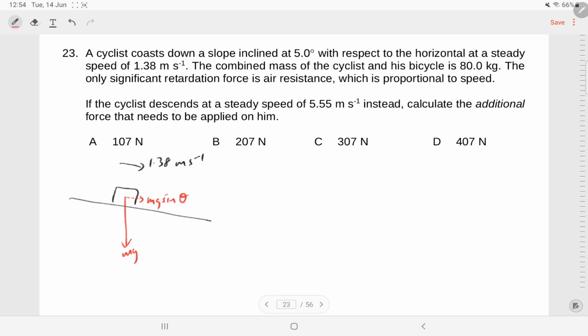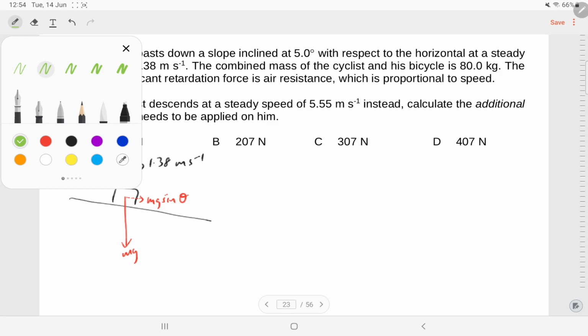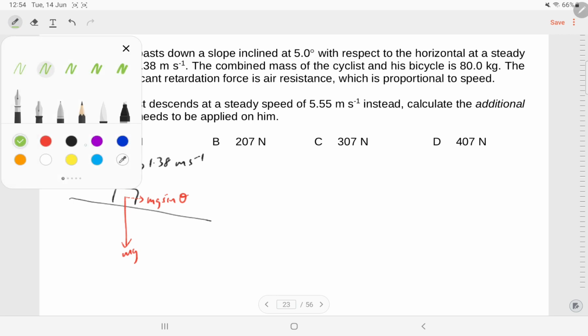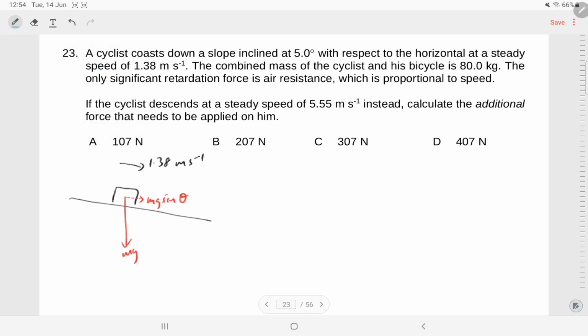I'm just taking a shortcut. Normally we should have drawn the normal contact force, but let's just ignore that. So this cyclist is coasting down this road, meaning that acceleration is 0.